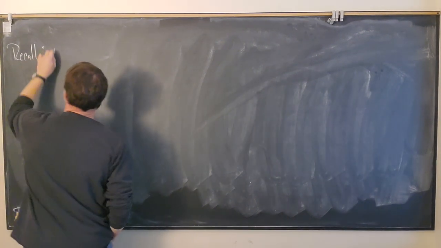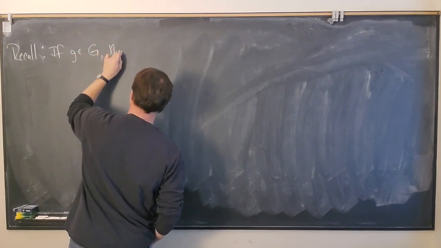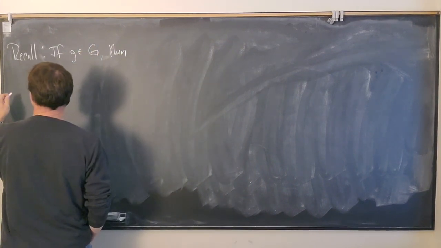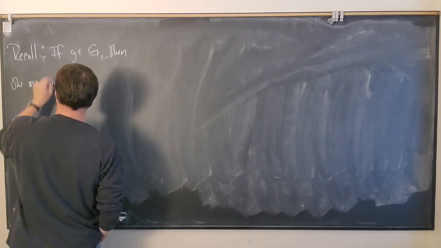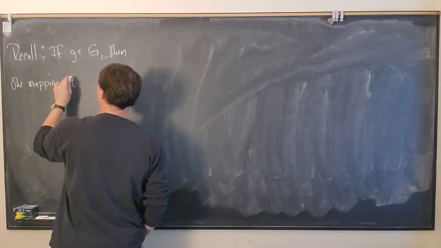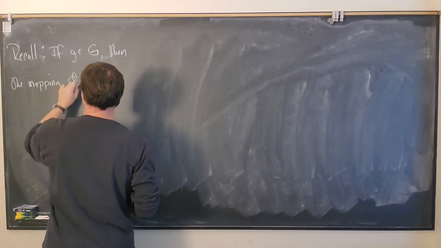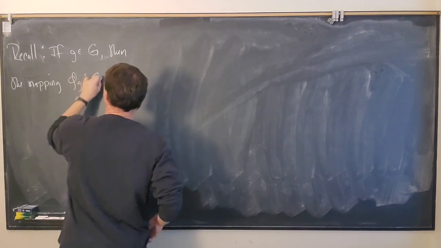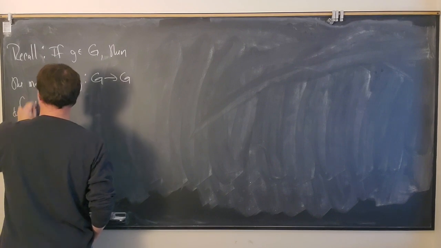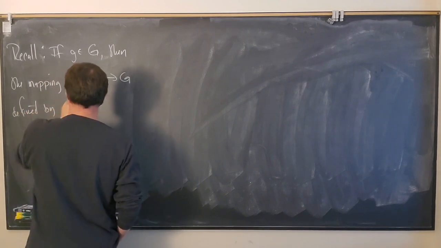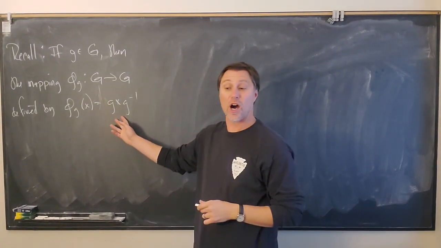Recall, if little g is in capital G, then the mapping, let's just call it phi sub g, from G to G, defined by phi sub g of x equals g x g inverse. Remember, this process is called conjugation.